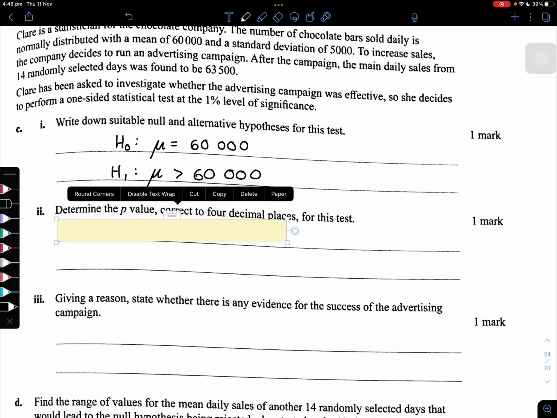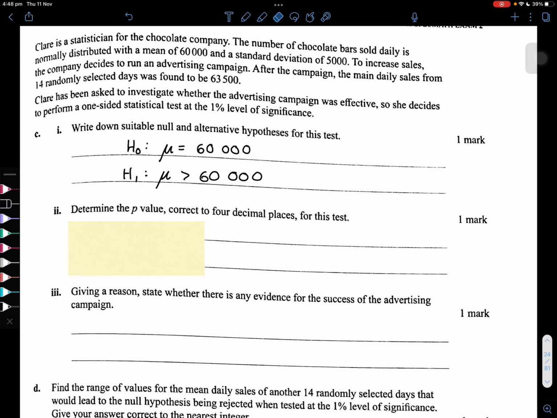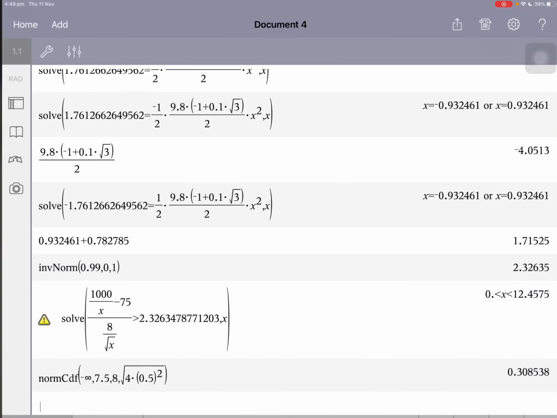Okay. Determine the p-value correct to 4 decimal places for this test. Now, conceptually looking back at what a p-value is, it's the chance, or the probability, of getting something like this value that we got, or even bigger or more extreme, if our mean is actually 60,000. Okay? So, on a normal curve, let's draw it in. If our mean is 60,000, since this is a one-sided statistical test, our p-value is going to be the chance of observing something like that or even more extreme, okay?